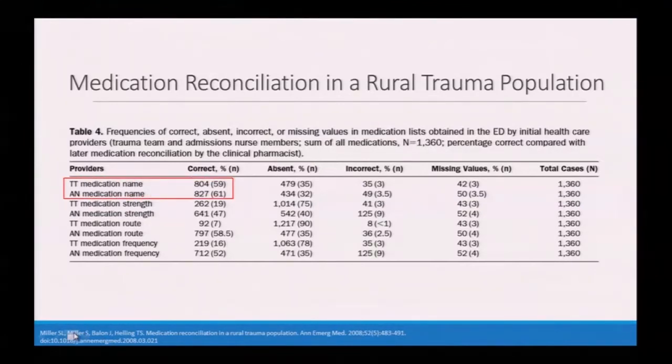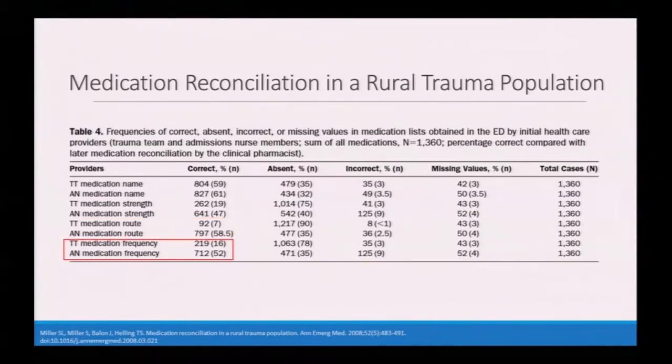And so for the medication name, the trauma team and admission nurse were both relatively around 60% as far as percent correctness. For the strength, you see a little bit of a dip in the trauma team at 19%, where the admission nurse is still 47%. The trauma team medication route was around 7% correct, whereas the medication route for admission nurse was near 60%.